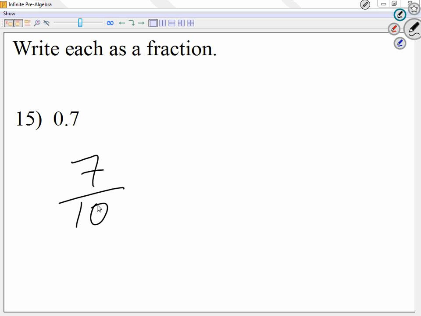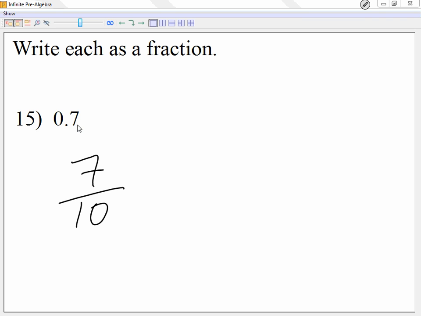And then simplify your fraction if possible. 7 over 10 cannot simplify, so that's it. 7 over 10. But if we could simplify it, let's simplify it. Once again, the amount of zeros depends on how many numbers after the decimal point. All right, so that takes us up until number 18.